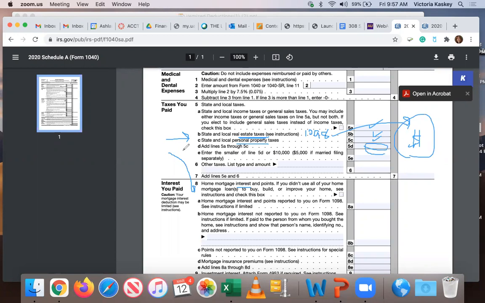And then notice here on 5E, you enter the smaller of line 5D, which is the total of those taxes, or $10,000. Again, we've got a little limitation there. And when you add all those up, you enter that on line 7.